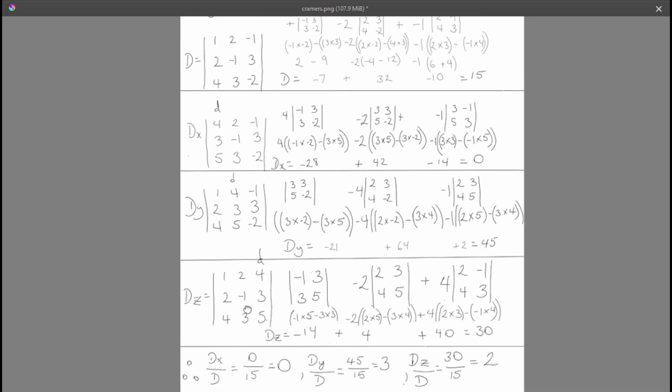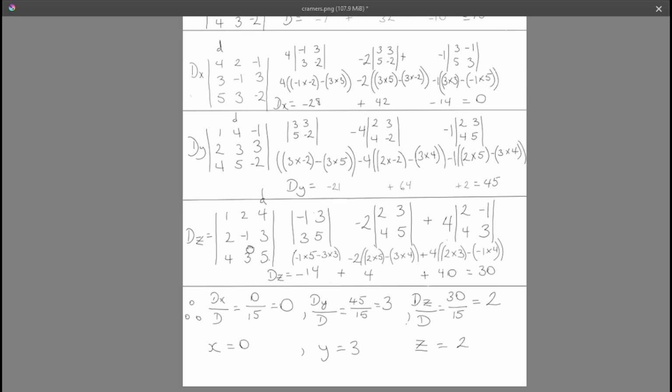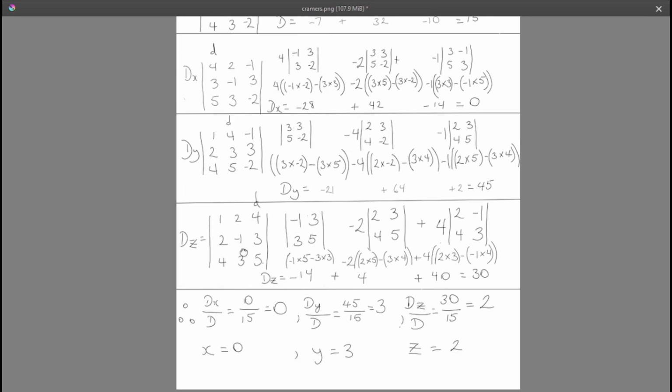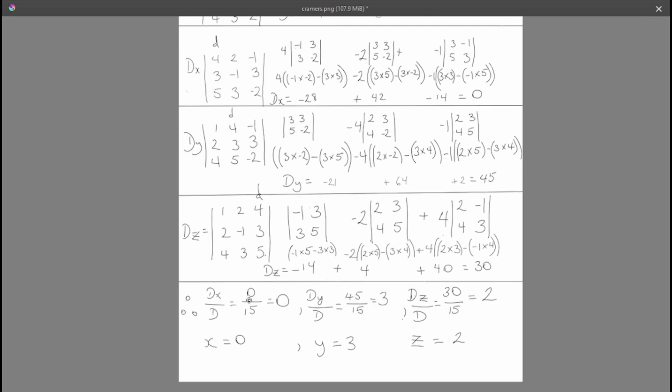So the determinant for D was 15, and for dx, the determinant was 0. So 0 over 15, which would be 0. And the same thing for dy, which is 45. So 45 over 15 is 3. And dz, which was 30 over 15, which would be 2. So therefore, x is equal to 0, y is equal to 3, and z is equal to 2.